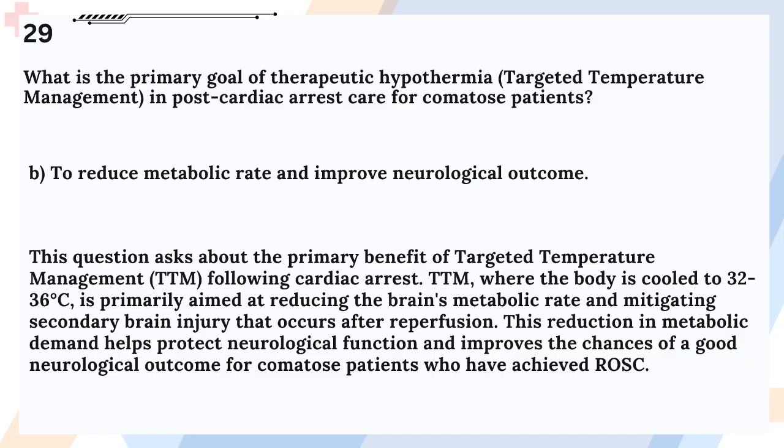Answer: B. To reduce metabolic rate and improve neurological outcome. This question asks about the primary benefit of targeted temperature management, TTM, following cardiac arrest. TTM, where the body is cooled to 32 to 36 degrees Celsius, is primarily aimed at reducing the brain's metabolic rate and mitigating secondary brain injury that occurs after reperfusion. This reduction in metabolic demand helps protect neurological function and improves the chances of a good neurological outcome for comatose patients who have achieved ROSC.